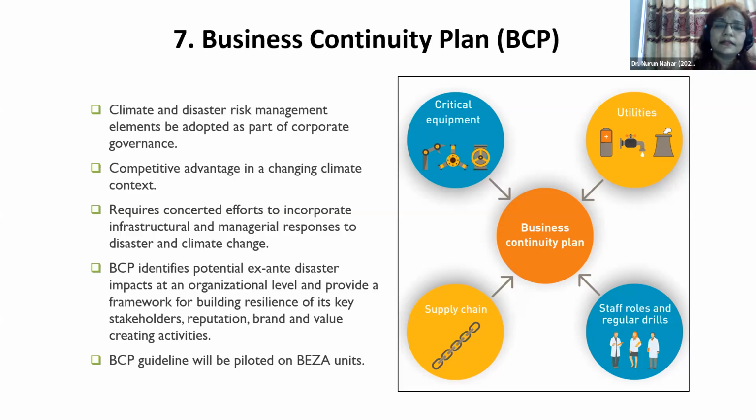So how to make them more resilient in terms of problems such as waterlogging, cyclones, and how to keep the business running. As you know, the business continuity plan has several elements such as the supply chain, our recovery plan, the role of the staff, and how the critical equipment will be managed. And we want to do this guideline and also pilot it first in the BEZA units. BEZA is the Bangladesh Economic Zones Authority.